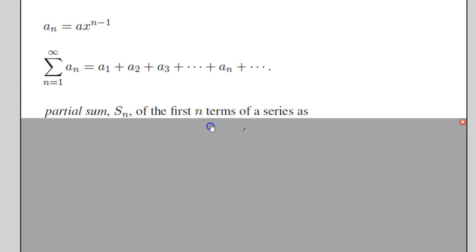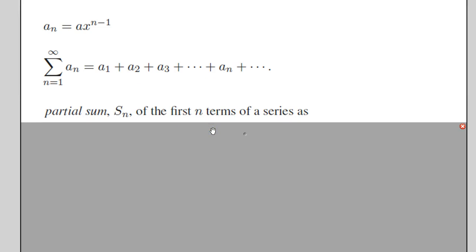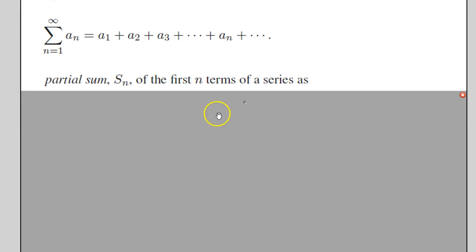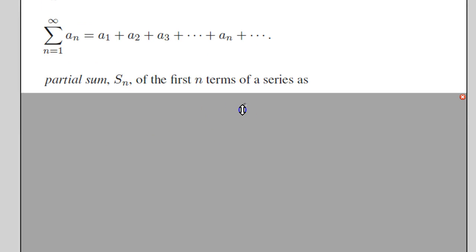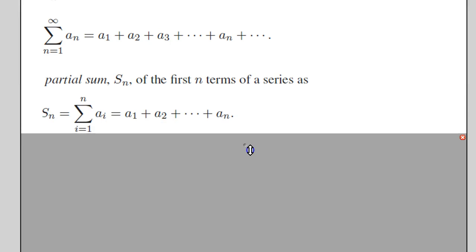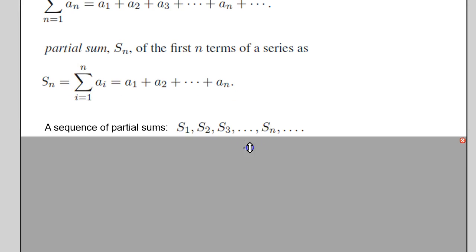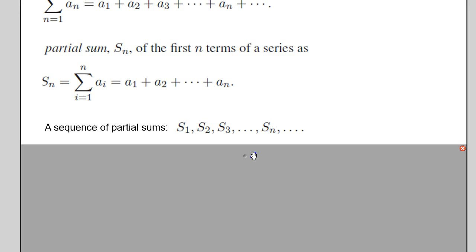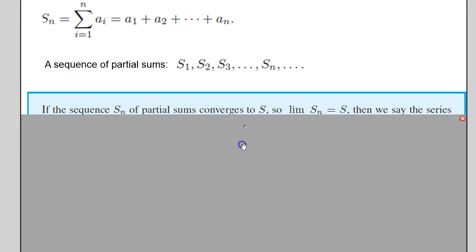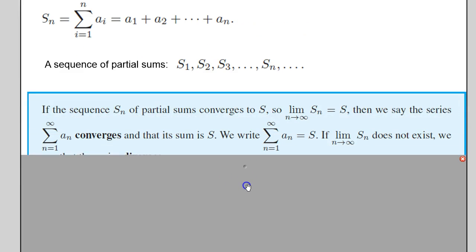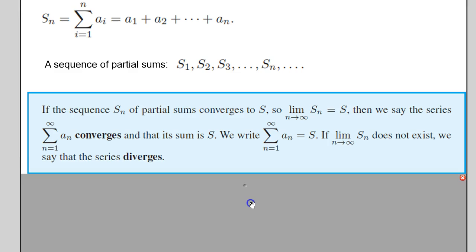So let's take a look at the first n sums of this sequence, and we call it a partial sum. We can represent that partial sum S sub n by this exact same expression using the summation from 1 to n, and it just sums up the first n terms. If we look at a sequence of all the partial sums, we end up with a geometric series. So that's a review. What we were looking at last time is whether or not a geometric series converges.